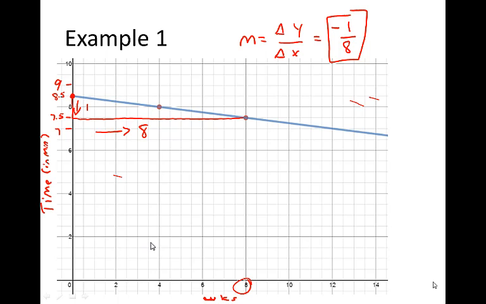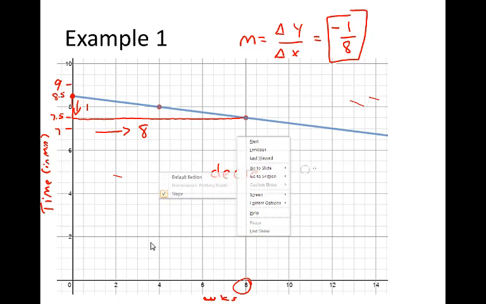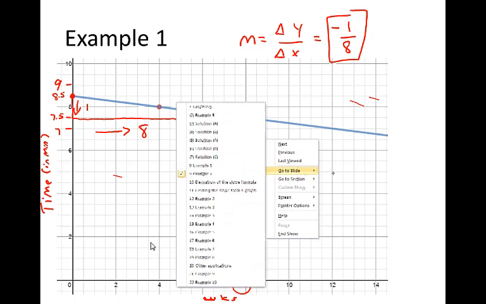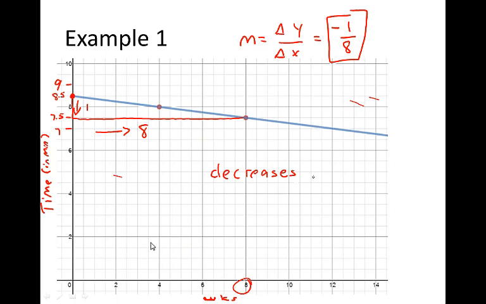Think about it for a minute, what this slope tells me. It tells me that my time in the 1 mile run decreases 1 minute every 8 weeks. So that's one way to look at it.